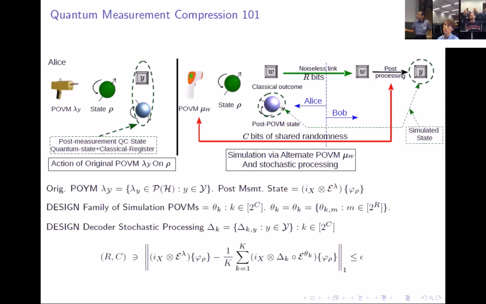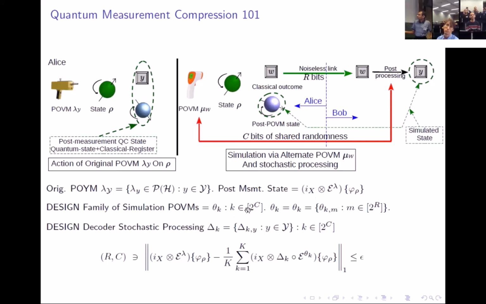So I'm going to write this in math. I have an original POVM lambda y, and the post-measurement state is I_X tensor E_lambda acting on phi_rho, a purification of rho.